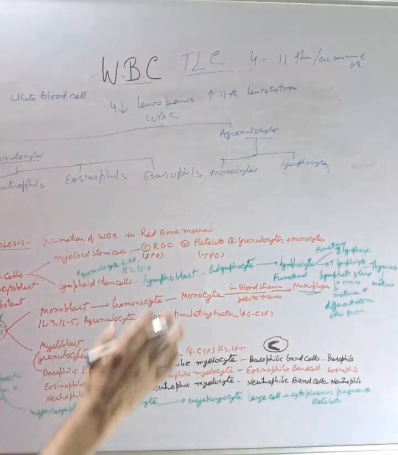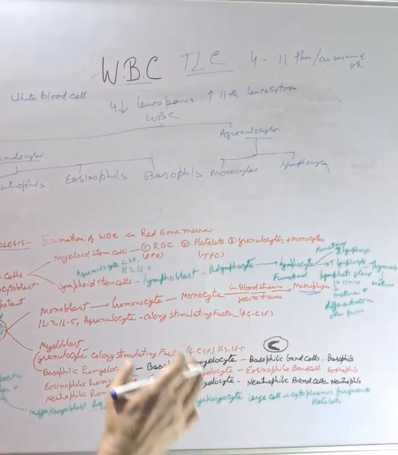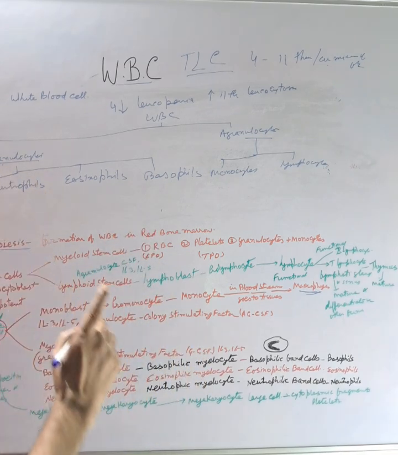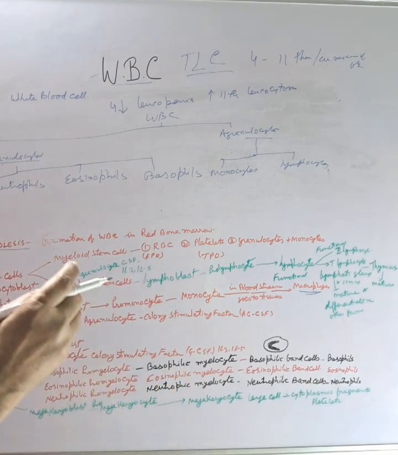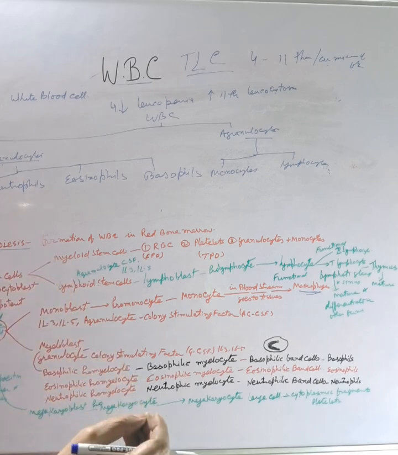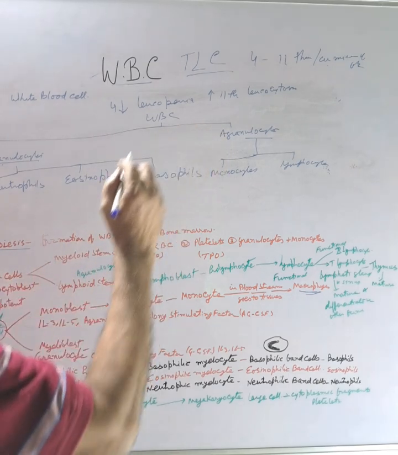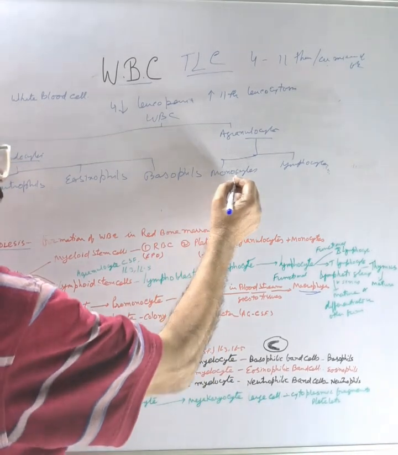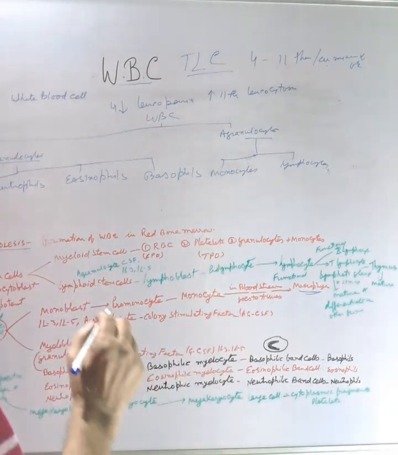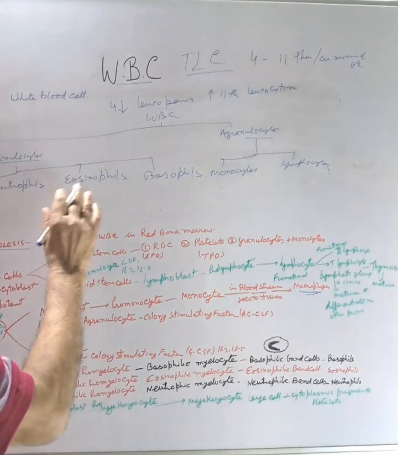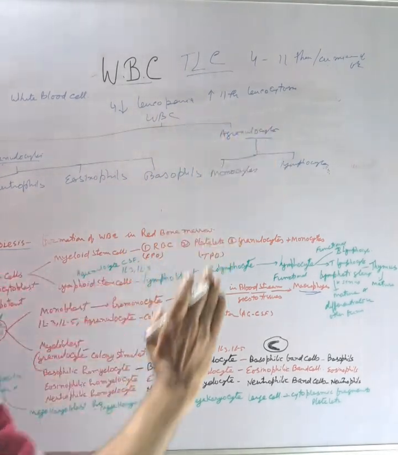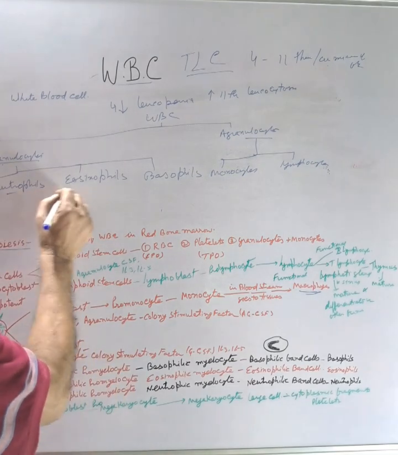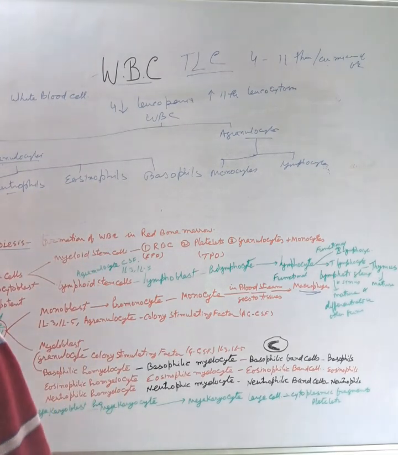Is it clear? WBC is divided into two parts, granulocyte and agranulocyte. Granulocyte has granules in their cytoplasm. Agranulocytes do not have granules in their cytoplasm. Here special granules are present. Here special granules are not present. That is termed special granules. Now we will learn about this one by one.